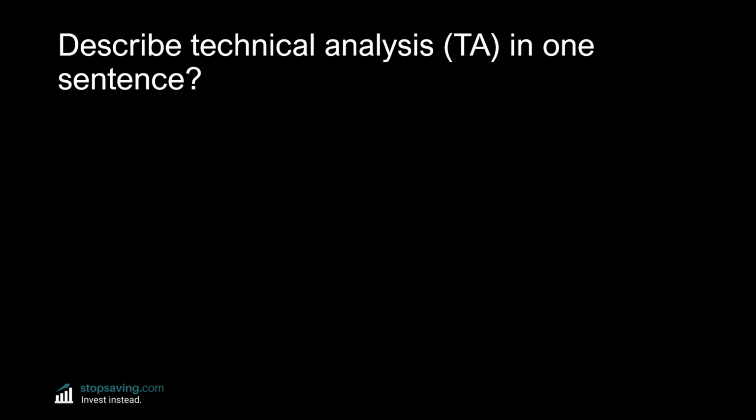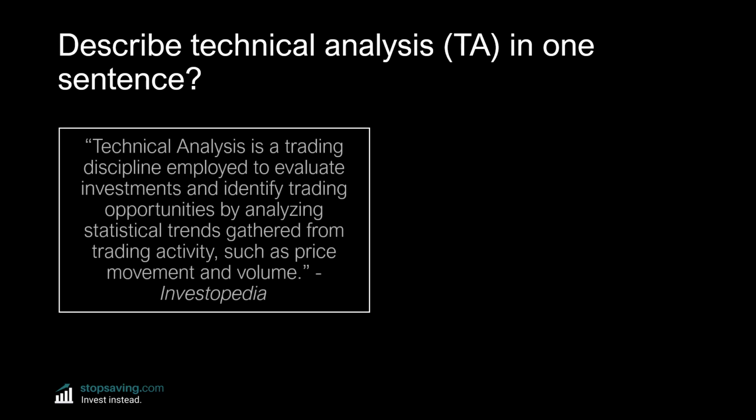So let's now come up with a simple definition of technical analysis, or if you want to keep it brief, it's TA. So if you had to ask me to describe TA in one sentence, there are essentially 2 ways to do it. The first is the classical definition by Investopedia. Technical analysis is a trading discipline employed to evaluate investments and identify trading opportunities by analyzing statistical trends gathered from trading activity such as price movement and volume. Now, this is a good definition and it effectively explains what TA is and what it's used for.